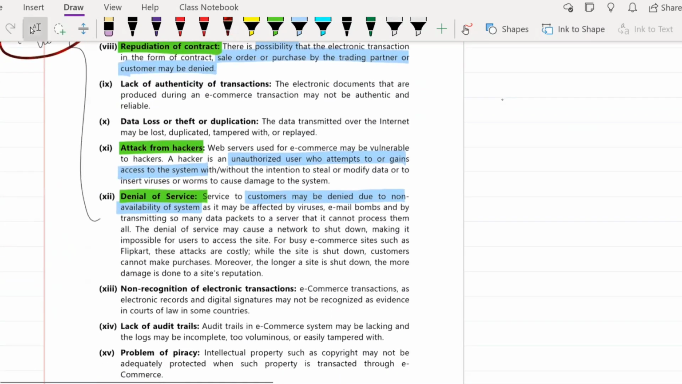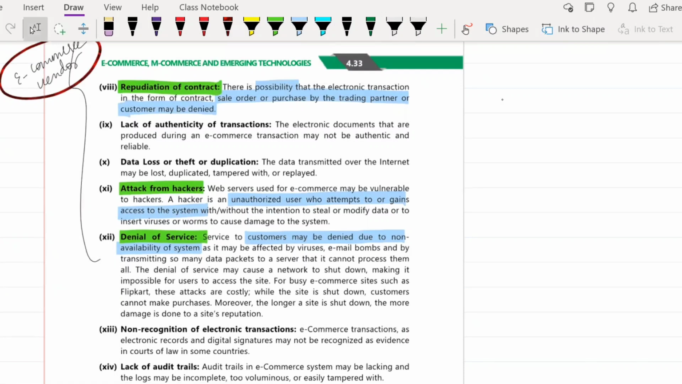Next is repudiation of contract. Here, the sale order given by the customer might sometimes get cancelled. This might have happened with a few of you: you placed some order, it was shown for 4 to 5 days that it would ship soon, and then on the 6th day the order itself gets cancelled, saying that the vendor or the seller does not have the stock of that product. So this possibility can also be there.